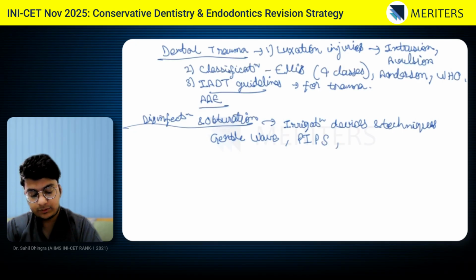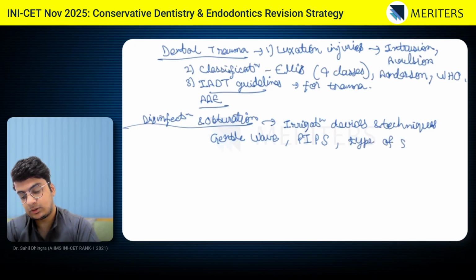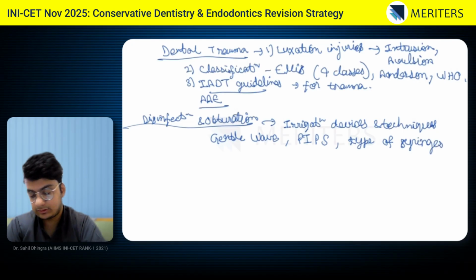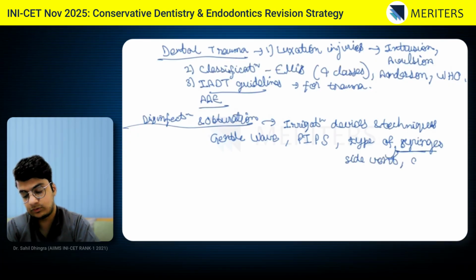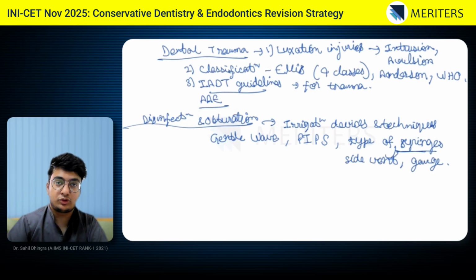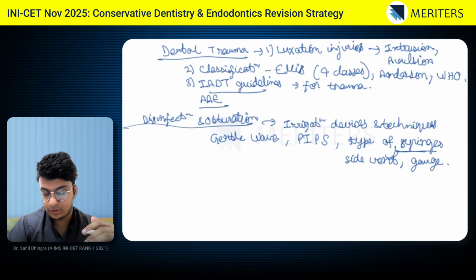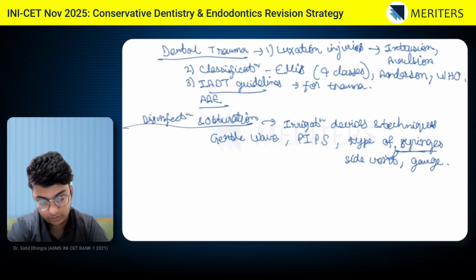Then apart from this, we have the type of syringes. A lot of students are confused about this question. There are varying answers given everywhere, and this is asked often. In this, they will ask you about the side vent. And another thing, they will ask you the gauge of the needle, and how much short you should keep it, so it should not go beyond the apex. Again, obturation, disinfection, they can ask a lot of things.